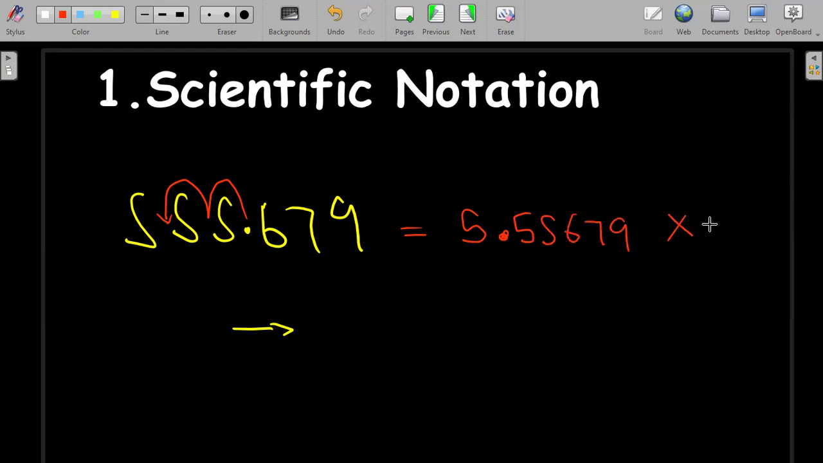If I move that 2 times, I'm going to have 5.5569 times 10. How many times have I moved it? 1, 2, and I've moved it to the left. So it means the power here will be positive like that. So this is what we get.